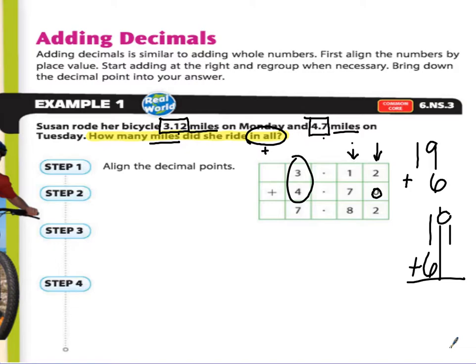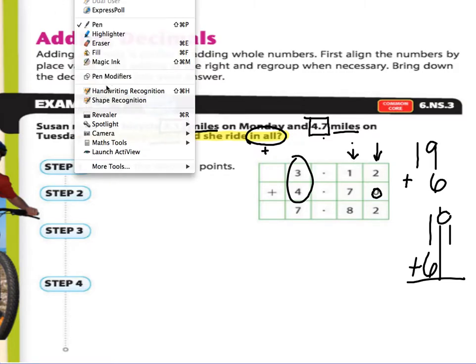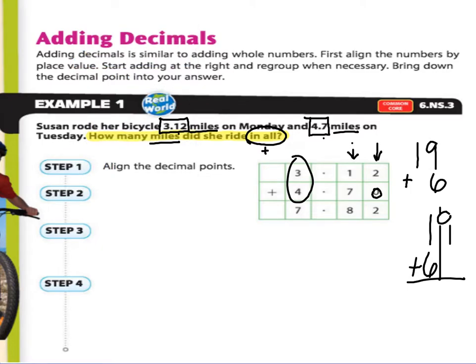Same thing happens with decimals. If I move this 7 over underneath the 2, now all of a sudden that became hundredths and 4 would have become tenths. So you have to make sure to line up your decimals correctly so that way you line up your place values correctly.